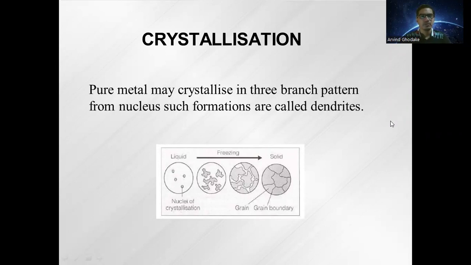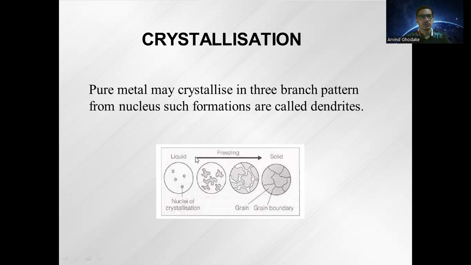So the pure metal may crystallize in a three-branch pattern from nuclei. Such formation is called a dendrite. So here in the diagram you can clearly see that initially there is the molten liquid, and nucleation, or nuclei formation, of the crystallization starts in this first diagram. After that, further growth of the nuclei occurs, so the dendritic structure is formed.